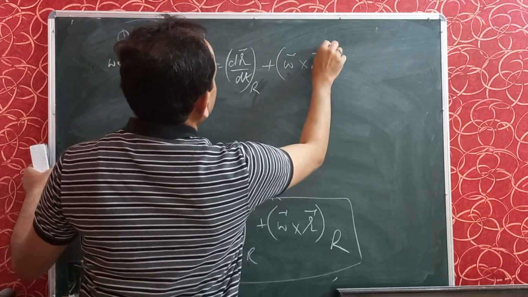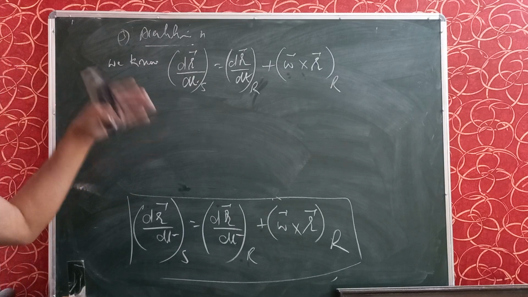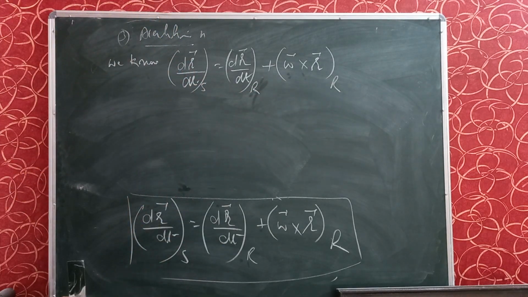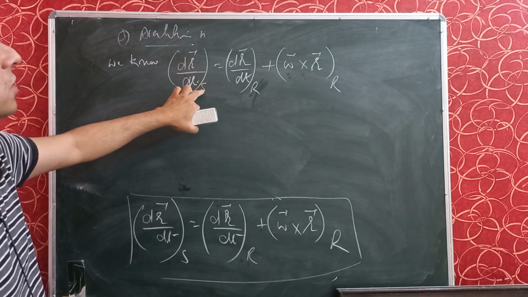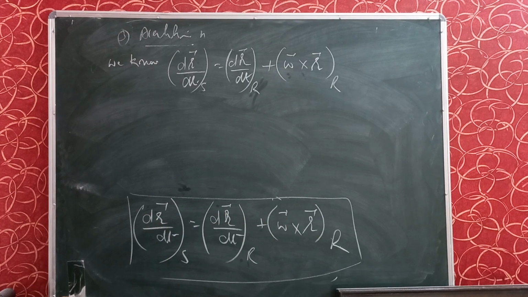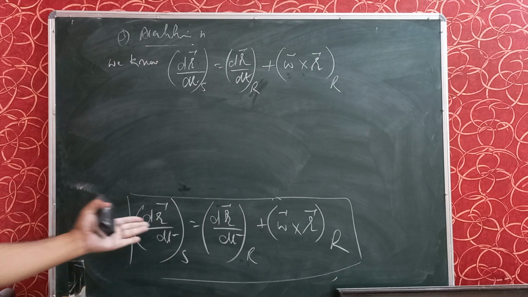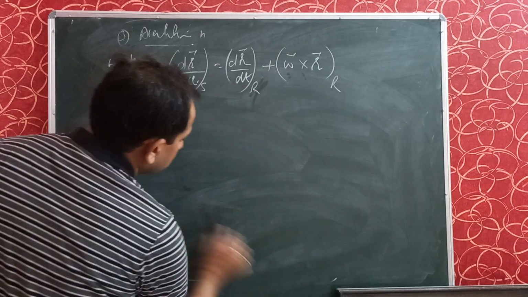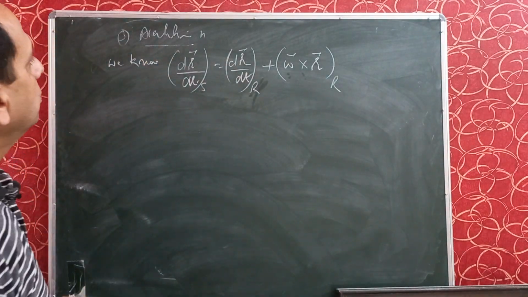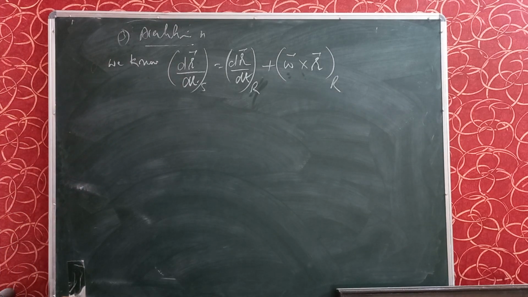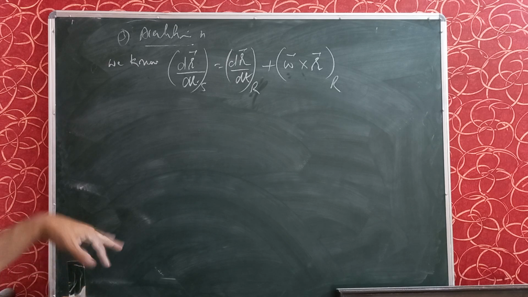I am not writing r dash, I am writing r, but with respect to the r rotating frame it means r dash, and this r is in the S frame, so it is r. These are actually r dash, meaning the rotating frame. So this velocity equation is written here. The first method is to take the derivative of this equation with respect to time on both sides, but we will not do acceleration by taking the derivative. We will do it the smart way.